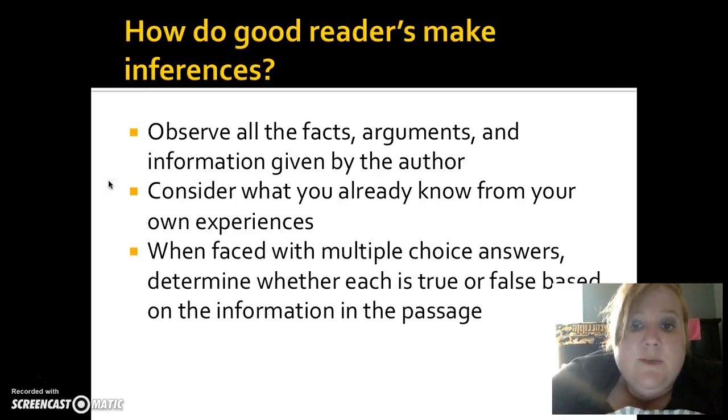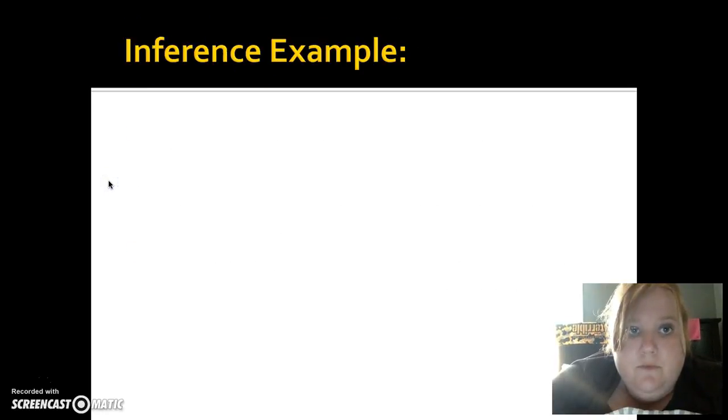When faced with multiple choice answers, determine whether each is true or false based on the information of the passage. Always use text during your reading to back up your reasoning and give examples.